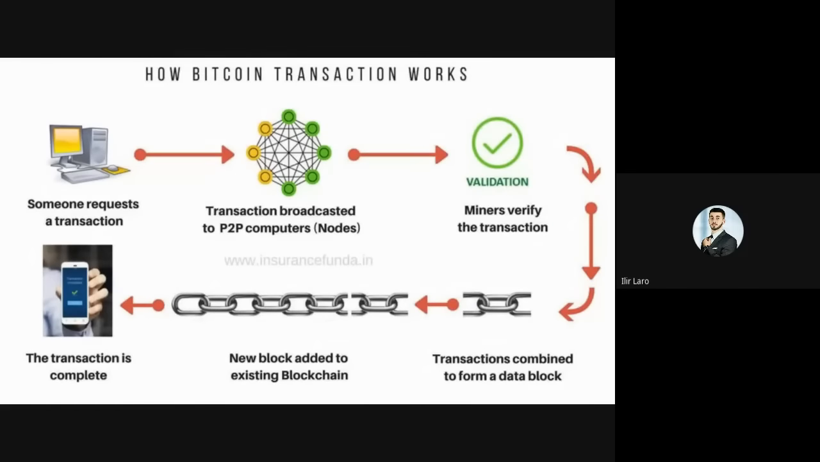Now, just to illustrate this, let's imagine the example that I provided above, but in a diagram. You request a transaction. That transaction is then broadcasted to all the computers, typically referred to as nodes. Bitcoin miners then verify the transaction, which are then combined to form a data block. This new data block is then added to the existing blockchain, where the transaction is then confirmed. All this process takes about 10 to 15 minutes without the need for a third-party intermediary.